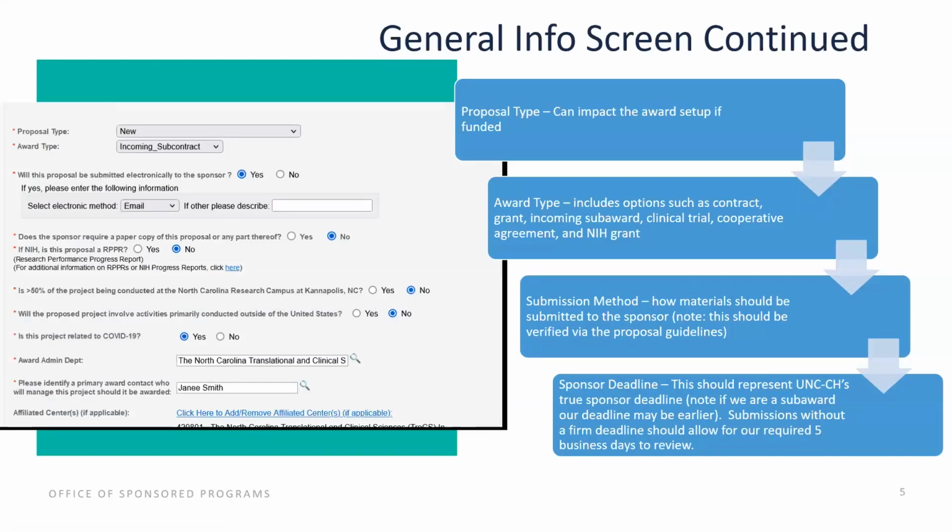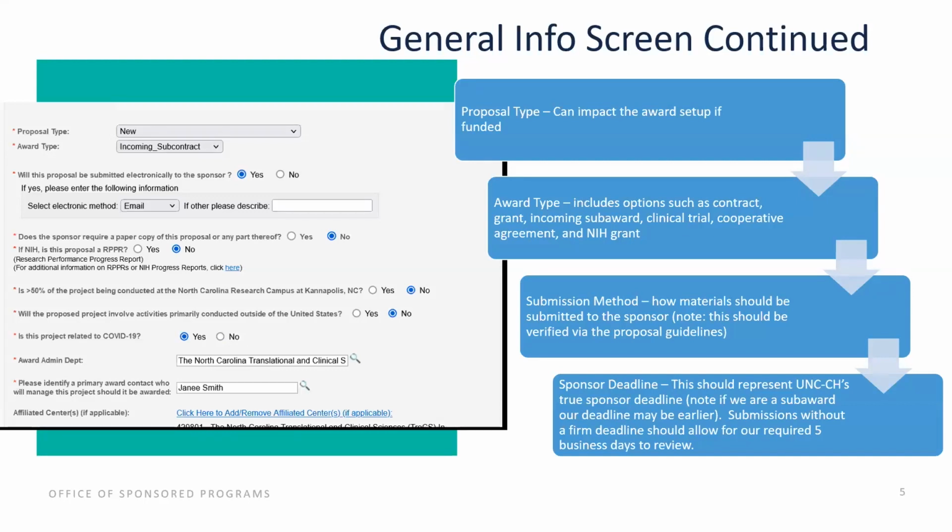Okay. To keep going with the general information screen, we've got the proposal type. It's really important that you identify the proposal type appropriately because that can impact our award setup. So if it's a new proposal type, it's going to be a different kind of setup than if we're talking about a competitive renewal or something like that.